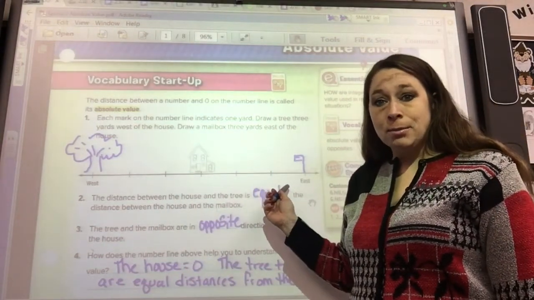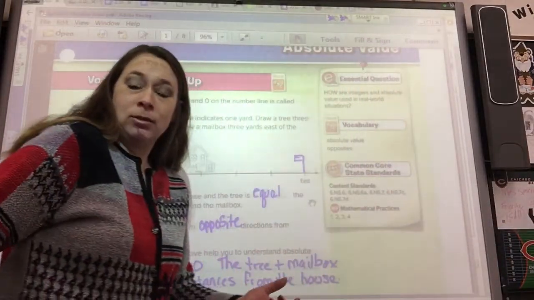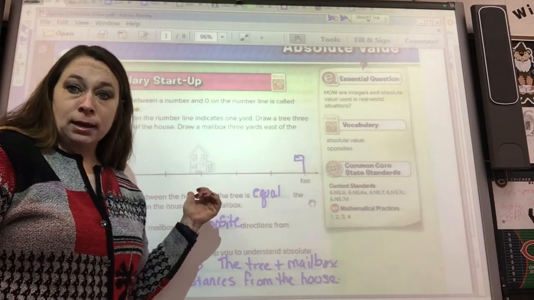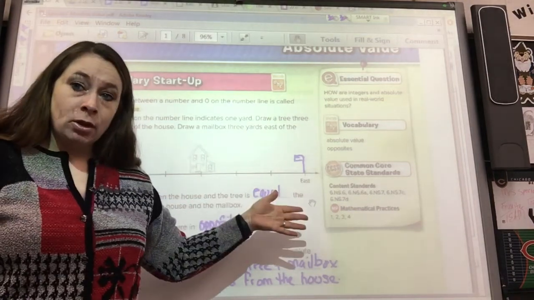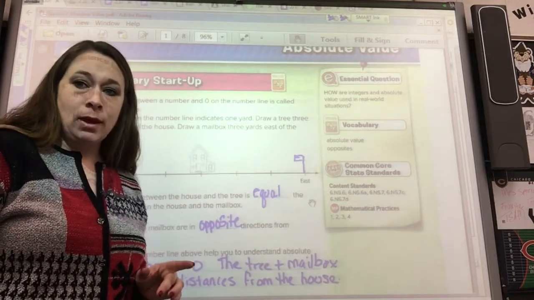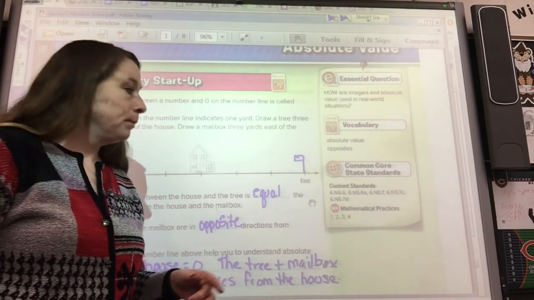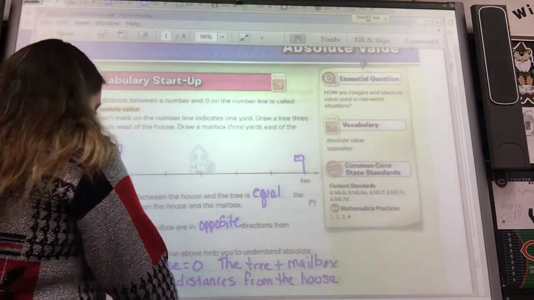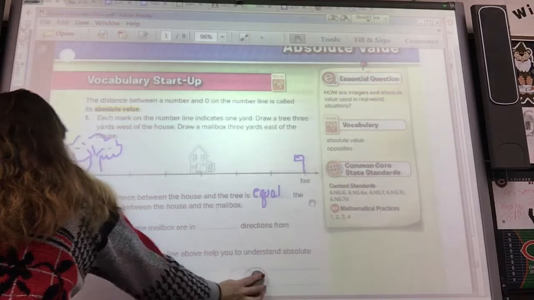I'm walking 9 yards to the mailbox, but am I going negative back? No, you're not, right? You're just walking 9 yards back. So it doesn't matter if you go to the left of the 0 or to the right of the 0. If it's positive or a negative, the answer of absolute value is always a positive because you don't negatively go anywhere. Okay? All right, we are going to move on to the next page. Got it all?